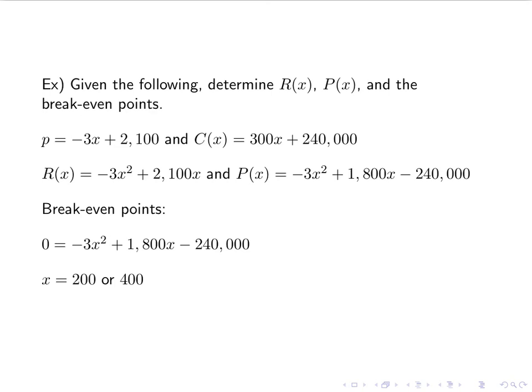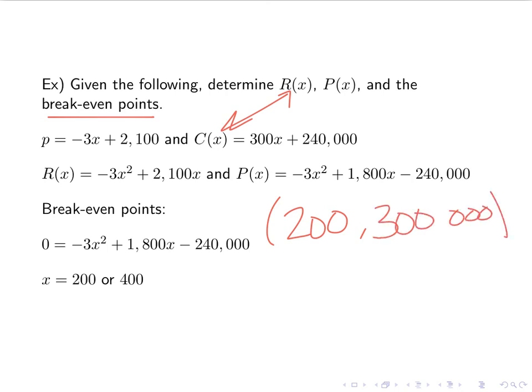Then again, we need the points. So if I plug in 200 into either R or C, if it's asking for the break-even points, it means in relation to R and C, because the y value of the profit, we know, is 0. So I'm going to be giving this in terms of R and C as my y value. So if I plug in 200, again, you should do it yourself to make sure you're getting the same answer, but you should be getting 300,000. And if I do 400, I should be getting 360,000.